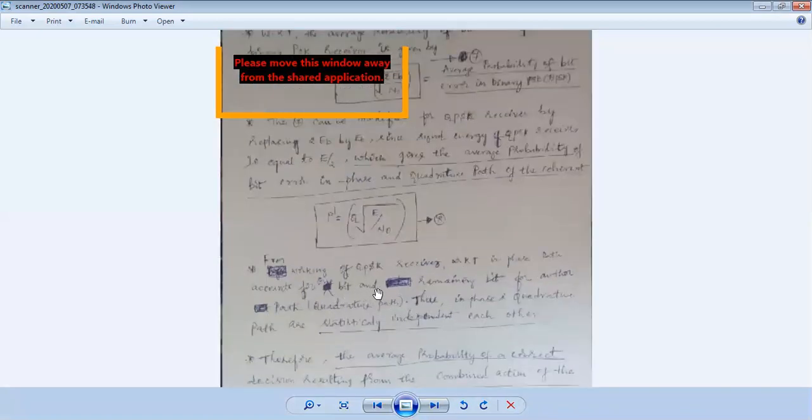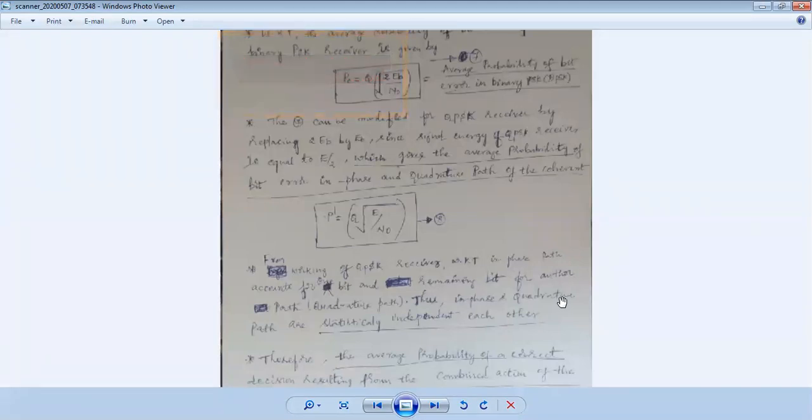Therefore, in working out a QPSK receiver, with respect to the in-phase path we account for one bit and the remaining bit for another path, thus in-phase and quadrature for statistical independence. For one symbol you assign, two signals will be generated. One path is called in-phase, the second path is the quadrature path. Each path has the same probability of error as in BPSK. That means the in-phase path has a probability of error of finally detecting the wrong bit as in BPSK, and similarly for the quadrature.